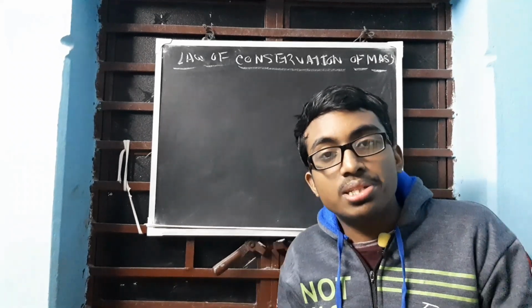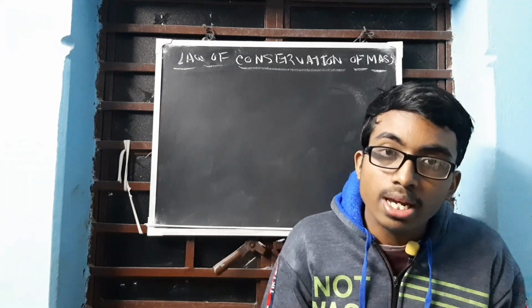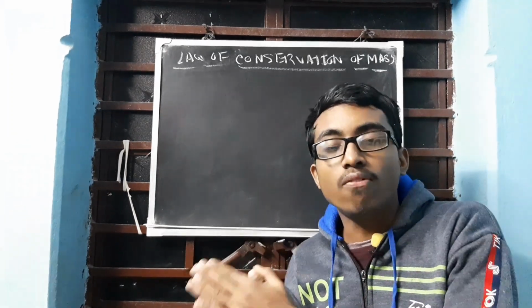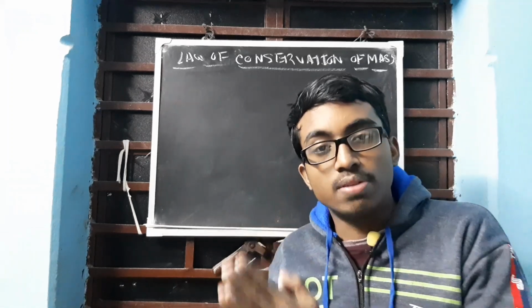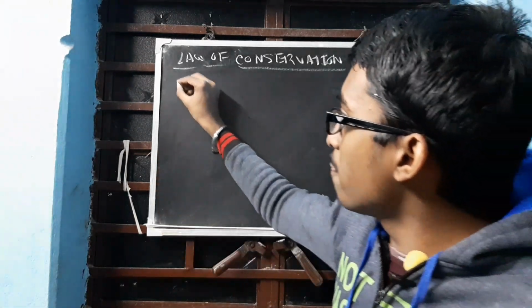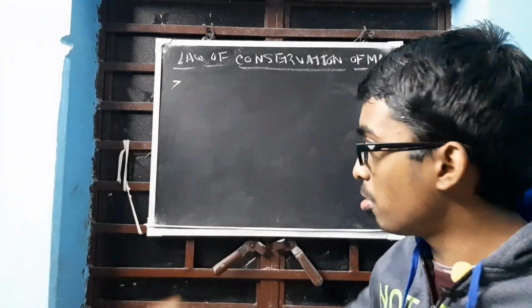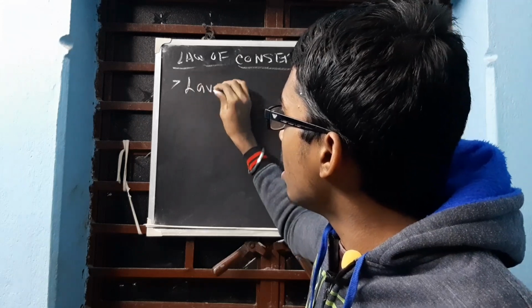So in a chemical reaction, matter can neither be created nor be destroyed. It can only change from one form to another. This is the law of conservation of mass. Who proposed it? It's a very important thing. The statement is obviously important. It was stated by the father of chemistry, Lavoisier.